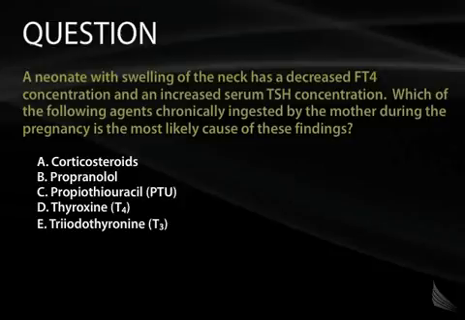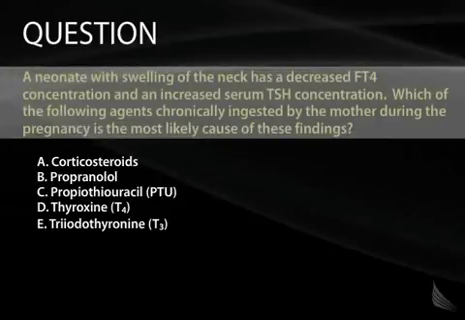This question is dealing with neonatal thyroiditis or neonatal thyroid disease. So this is a neonate with swelling of the neck, which is a goiter, has decreased free T4 and an increase in the TSH. Which of the following agents that were chronically ingested by the mom during the pregnancy is the most likely cause of these findings?